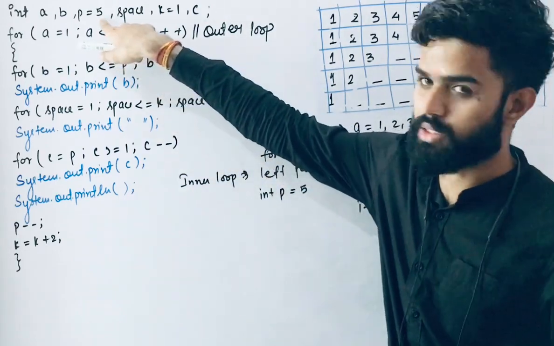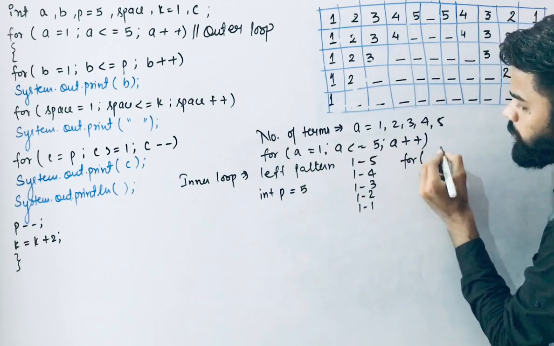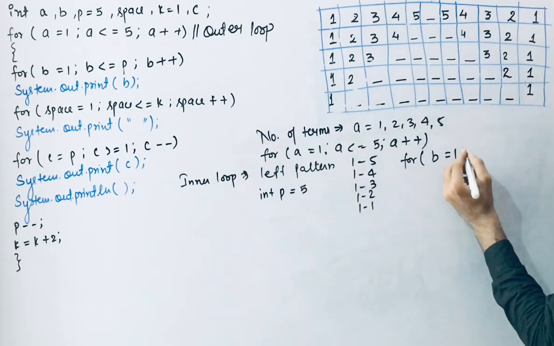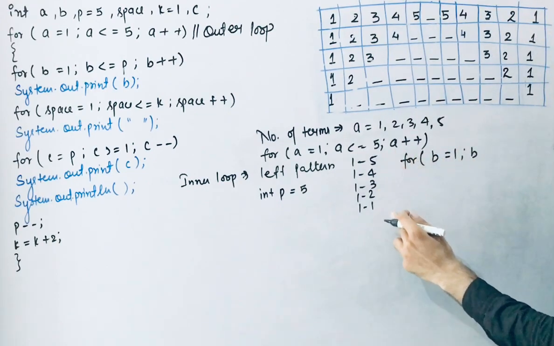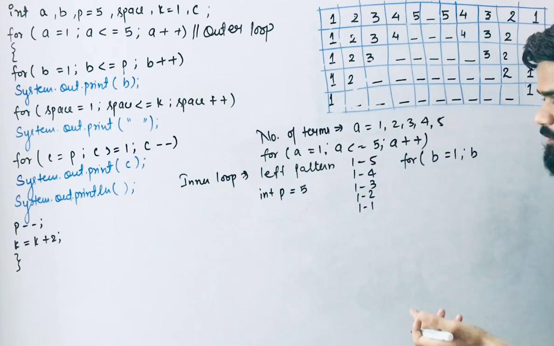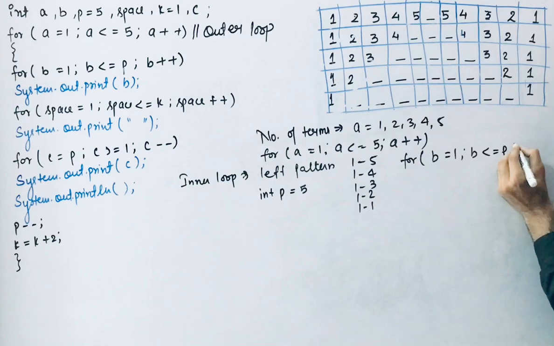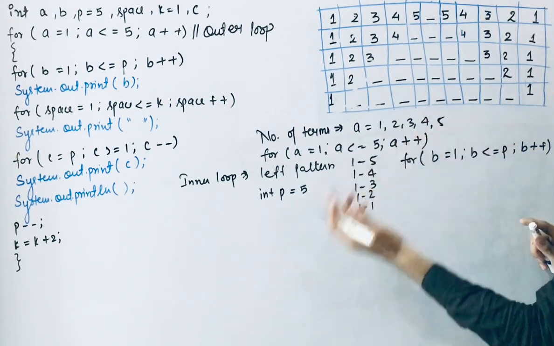I am going to write here int P equal to 5. Clear? And then for B equal to 1, because it always starts from 1, so 1 is a constant initializing value, and then the limitation is a variable because it will always change. So B is less than or equal to P and then B plus plus. So see what happened in the first moment of time.